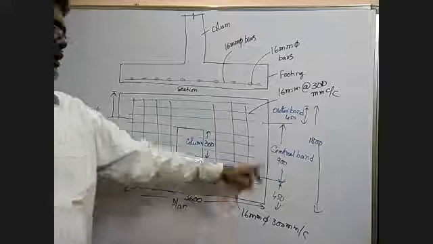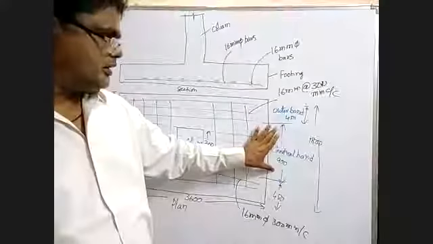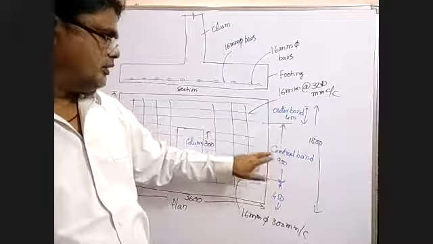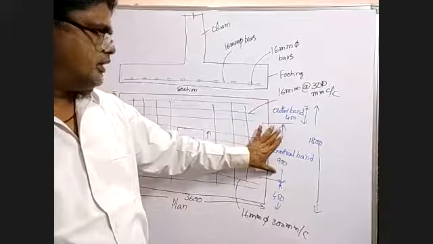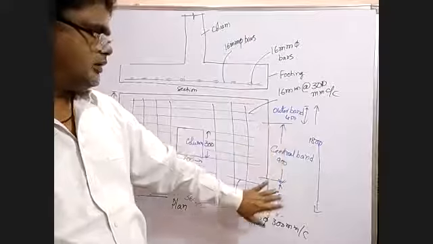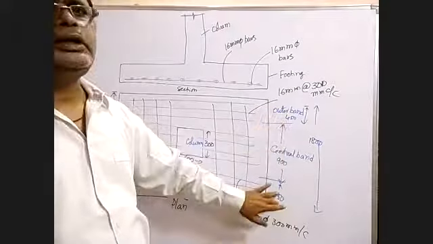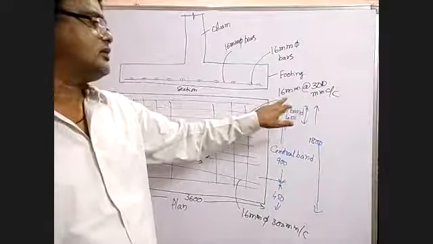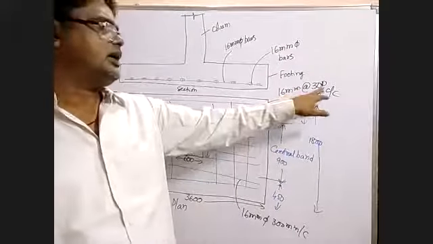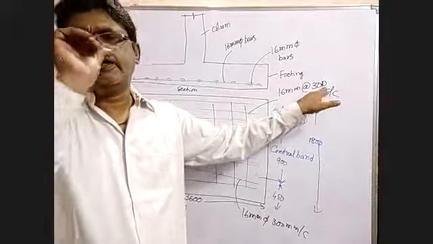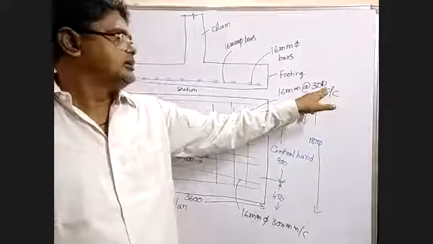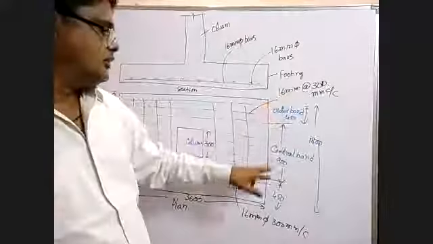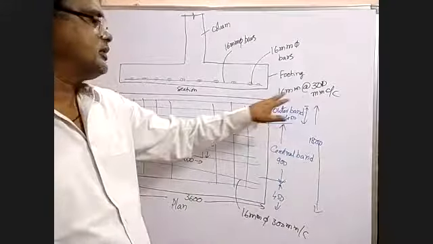And in the shorter span direction, there is a central band and outer bands. Here 50% is taken in the central band, and the remaining 50% is provided in the outer bands. The spacing we have just calculated for 16 mm bars, and the maximum is 300 mm. We got 450 and 400, so the maximum allowed spacing is 300 mm. So in the outer band, 16 mm at 300 mm.